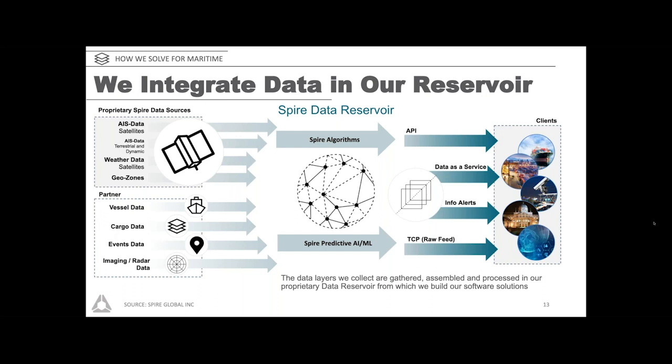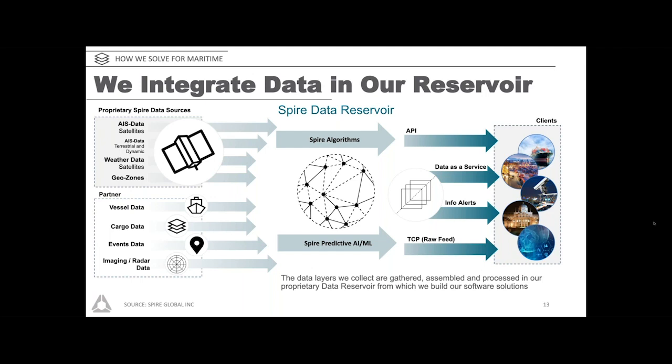And then we partner with other companies to give us specific vessel data, cargo data, events data, imaging, radar data. So a lot of things that go on top of AIS to make that AIS even more valuable. With all that, we have our own proprietary algorithms of AI and machine learning to predict events, predict locations, all sorts of things. And then we put that in through our API or a TCP feed, and that gets to our customers. So it can be extremely customizable what you want to see through our application.